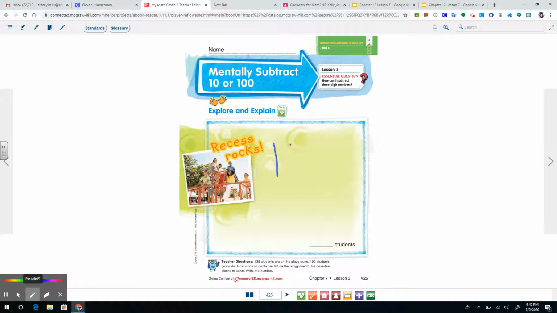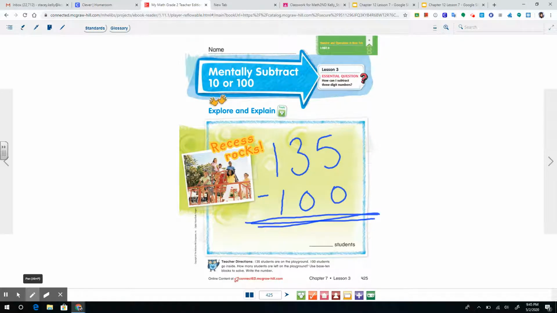So we have 135 students on the playground. 100 students go inside. How many are left out? Well, 5 minus 0 is 5. That's right. 3 minus 0 is 3. And 1 minus 1 is 0. So the answer would be 35 students. 135 students on the playground, 100 students go inside. How many students are left on the playground? That's 35. We simply took away the 100.